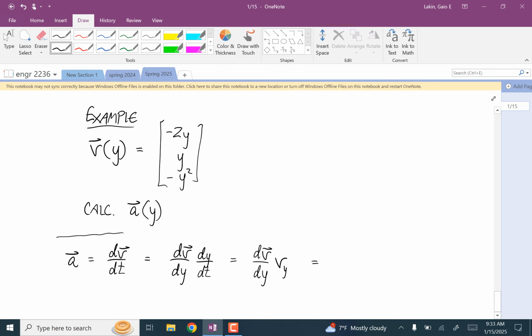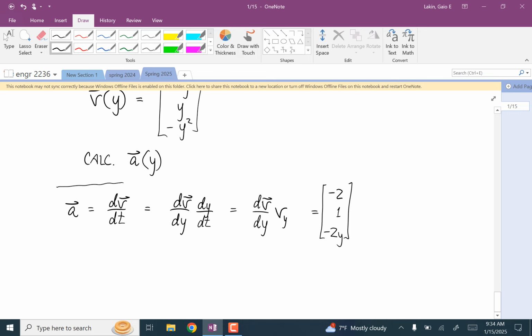And so now we can calculate this. dv dy is just the derivatives of each of these components. So we have negative 2, positive 1, negative 2y. And we're multiplying that by the y component of the velocity, which is y. Multiply this all together and you get negative 2y, positive y, negative 2y squared.